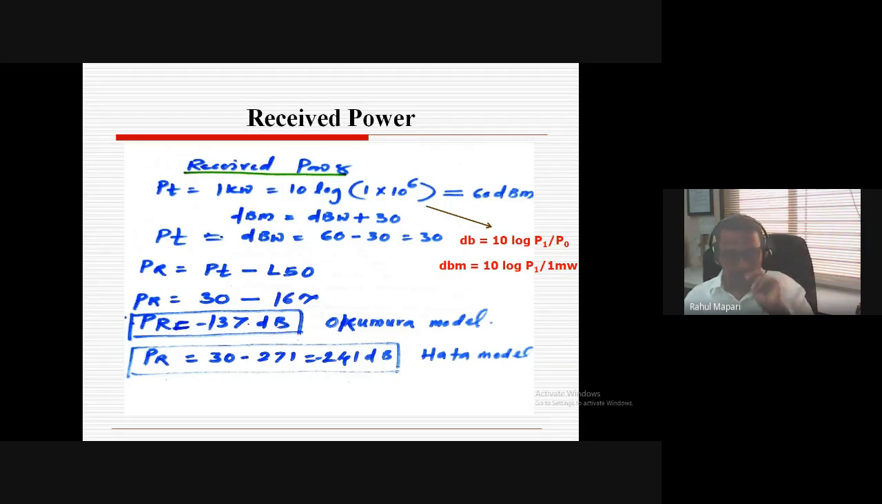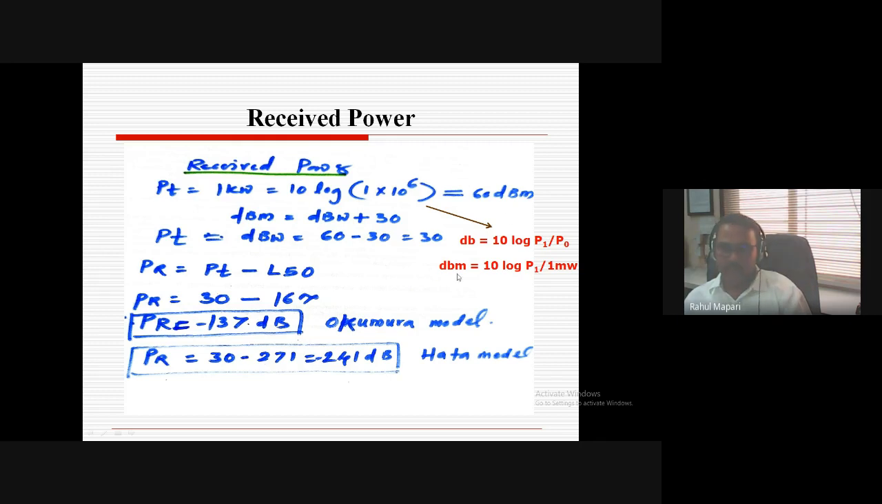Now see here, the power is given in watt in the problem, and all the remaining values are in dB. So we need to convert this kilowatt value into dB. How? That we will see here. dB is equal to 10 log of P1 upon P0. This is the generalized equation.